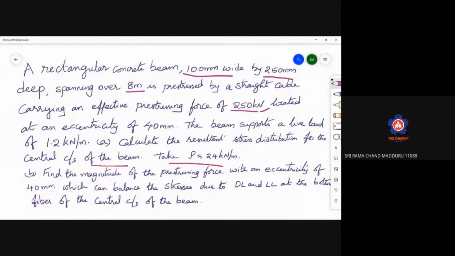Anyway, so if this is your concrete beam, this is the neutral axis. So the B and D are given. This is 100. This is 250. Now initially, the pre-stressing is located at an eccentricity of 40 mm below the neutral axis, like this. So E is equal to 40 mm. The span is given, which is 8 meters. Live load is given 1.2 kilonewton per meter.